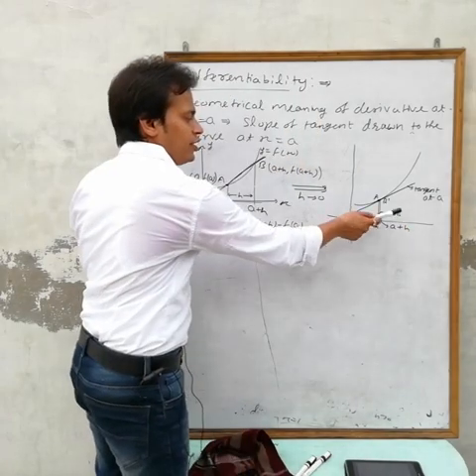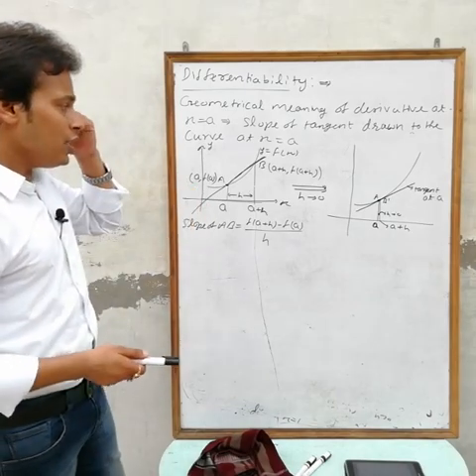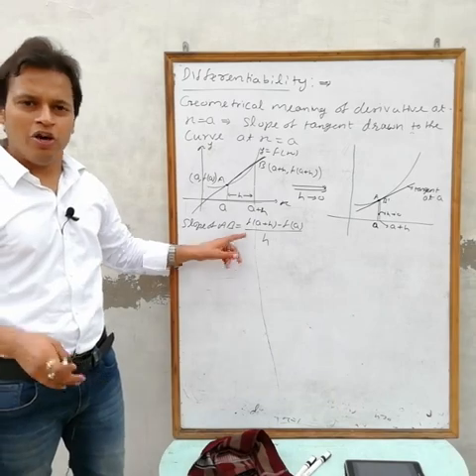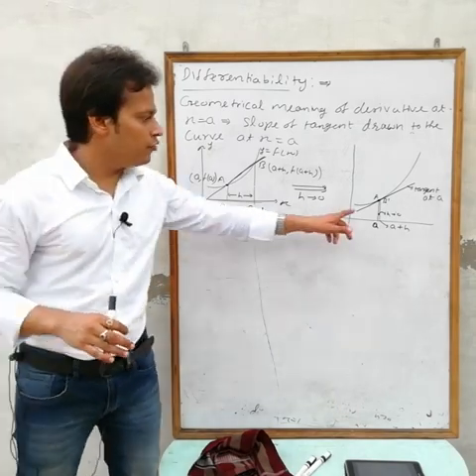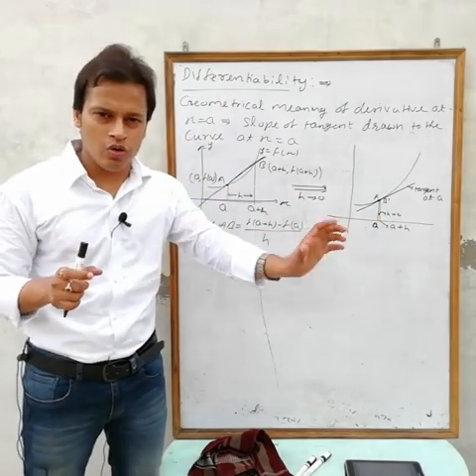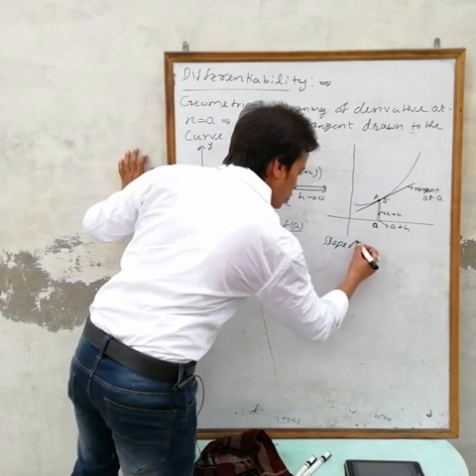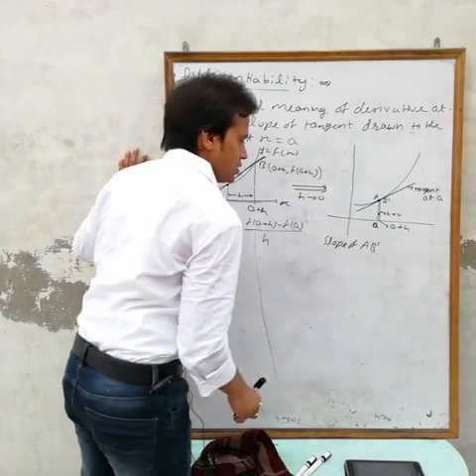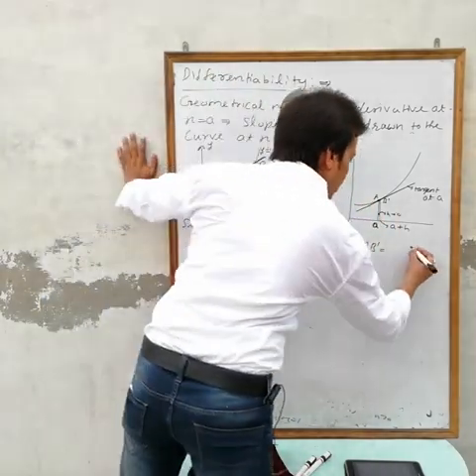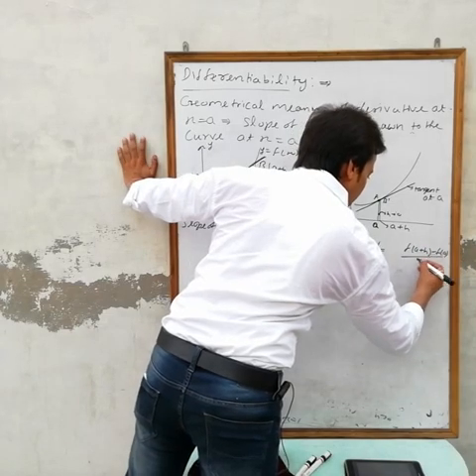Then again the x coordinate is a plus h for B dash, and the y coordinate is f of a plus h. Then again if you find the slope of this AB dash, you will get the same slope, with only one change. Here we have to add one piece of information, that this h is tending to 0. So now the slope of AB dash is the same, y2 minus y1 by x2 minus x1, so you will get f(a plus h) minus f(a), by h.